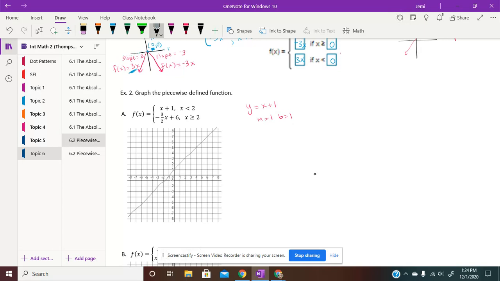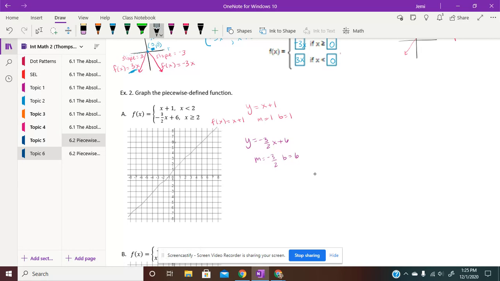So I graphed the entire function. Now this stopped at a certain point, but I'm just going to graph the whole line. This is f of x equals x plus 1. And then I'm going to graph negative 3 halves x plus 6. So my slope is negative 3 halves, and my y-intercept is 6.